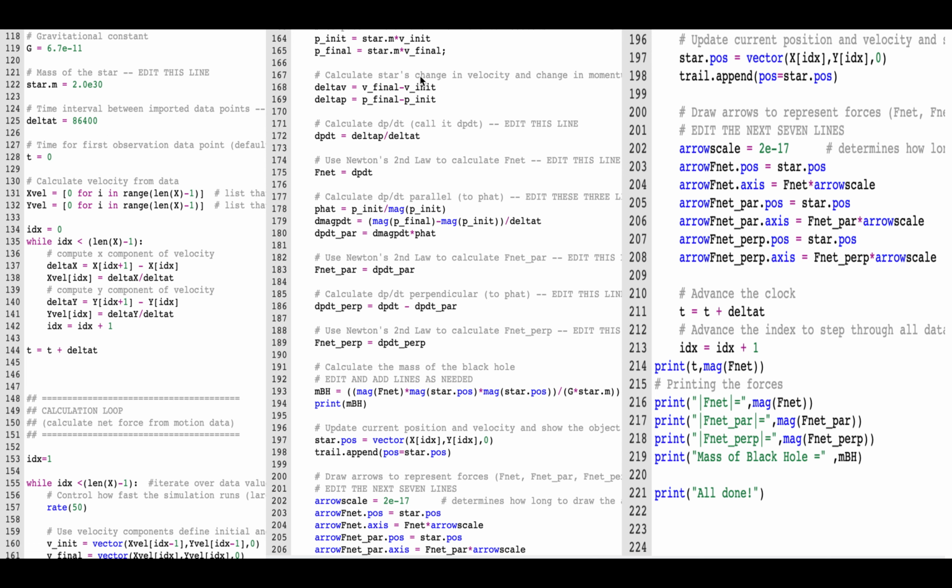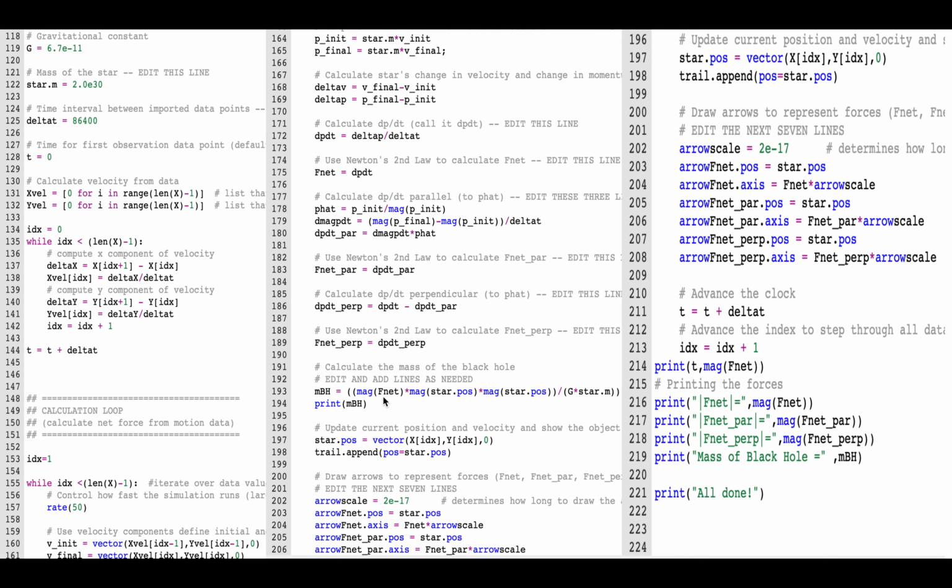And then as we continue over here, we have our initial momentum, which is the mass of the star times the initial velocity, and our final momentum, which is the mass of the star times the final velocity. We got our change in velocity, v final minus v initial, our change in momentum, p final minus p initial, and dp/dt, which is our net force, which is going to be the change in momentum divided by the change in time, and that is our F net. And then down here as well, we're also finding our parallel and our perpendicular forces that we're going to show in that computational model with this line of code over here.